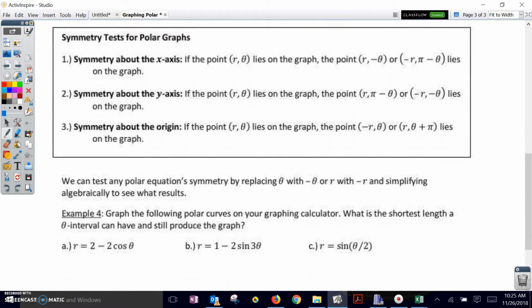We can test any polar equation for symmetry by replacing theta with negative theta and simplifying algebraically to see what results. So that's how we can test for symmetry.